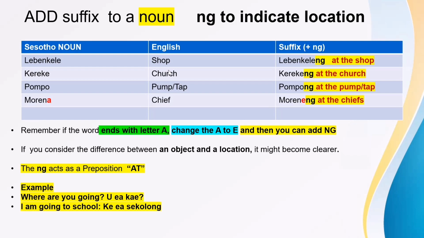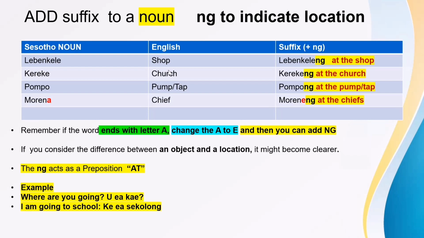Another noun, kereke, which is church, and kerekeng, at the church. The suffix ng, the noun is kereke, which is church, and kerekeng, at the church. Another noun, pompo, the English term for that is a pump or a tap, because we're going to add an ng because we want to describe the location. It is pompong, at the tap, at the pump.